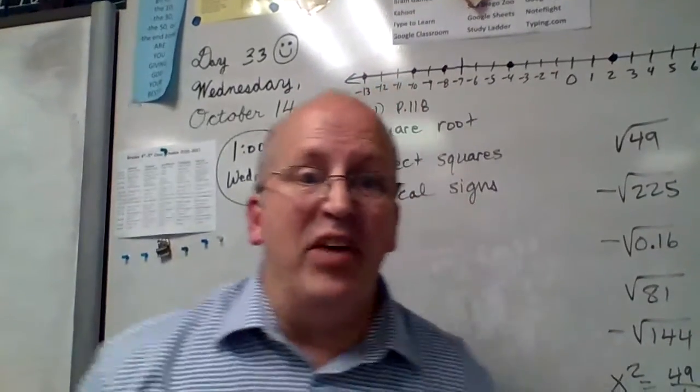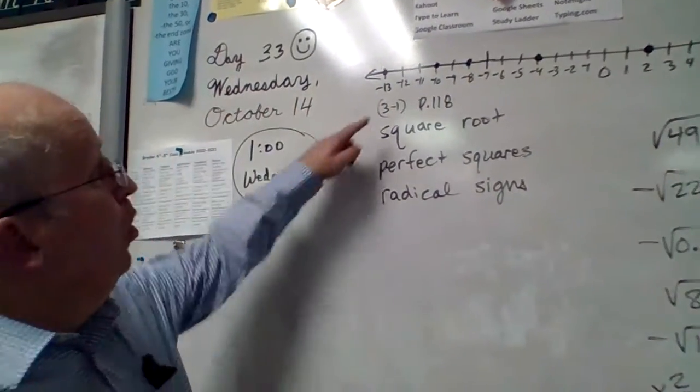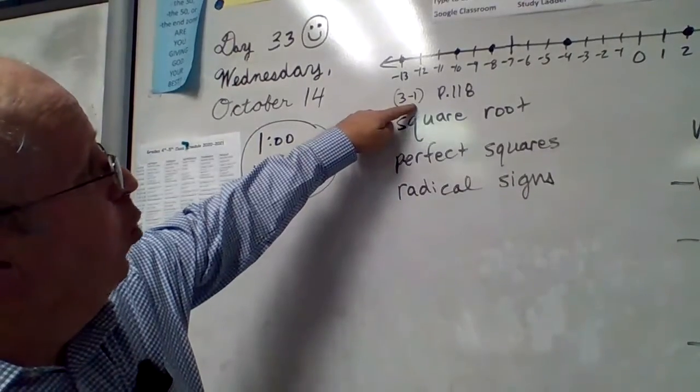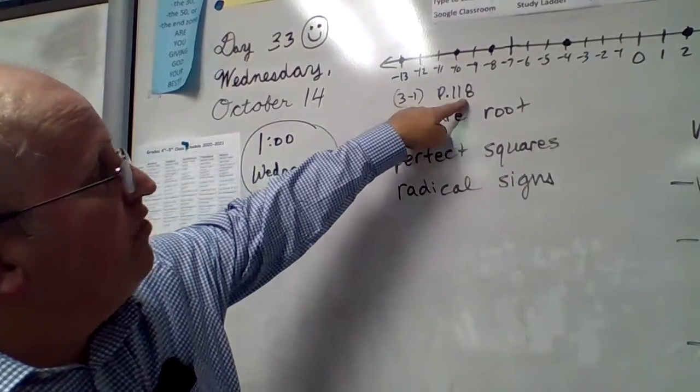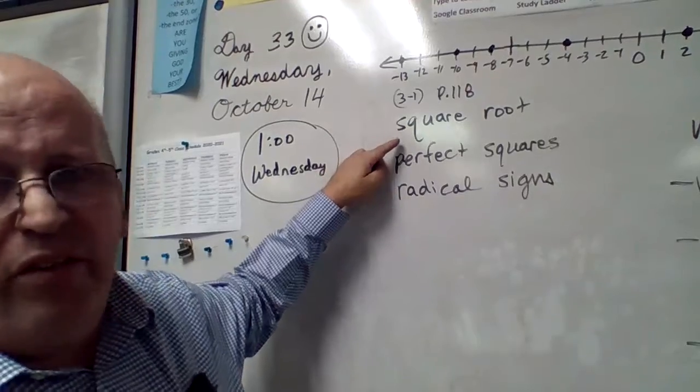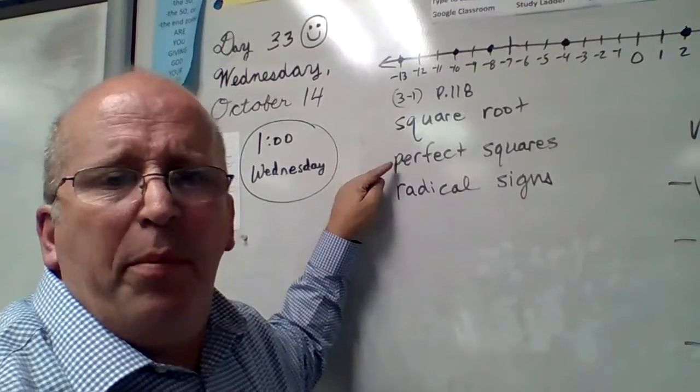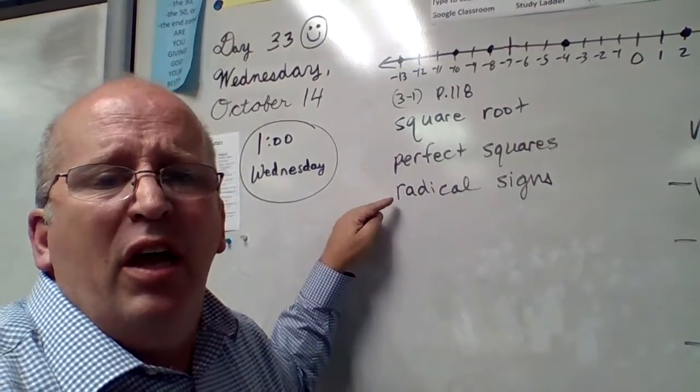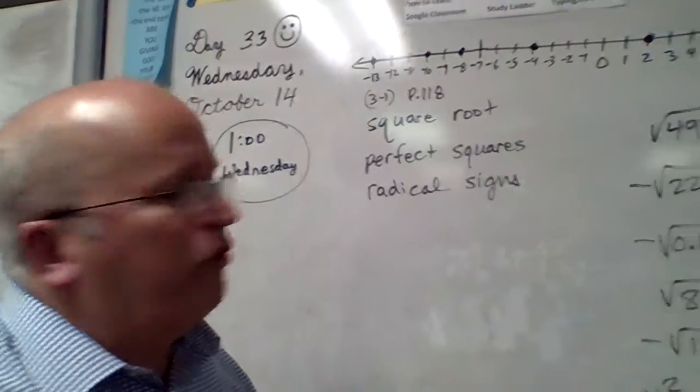Hi, grade 7. This is the math video for lesson 3-1, page 118. And it's about things called square roots. It's also about things called perfect squares. And it's also about something called radical signs.